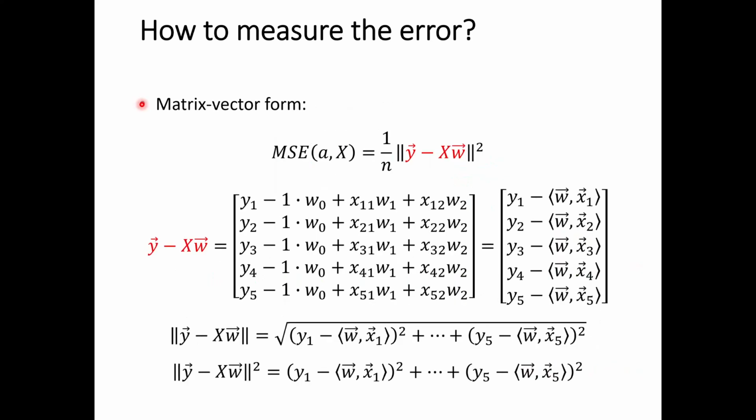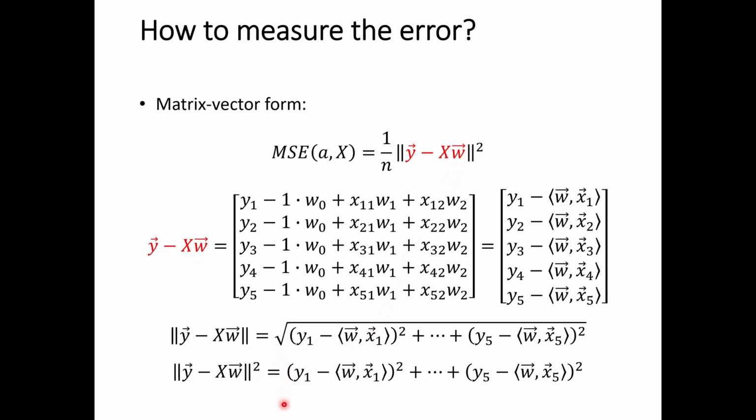Let's return to the MSE expression in matrix vector form. We understood that the product of X and W is the prediction vector. Now subtract the prediction vector from the target vector. Here we expanded this difference and obtained the resulting vector, which contains the differences between the target values and the predicted values. Next, we can find the norm of this vector by squaring its components and then taking the square root. However, notice that in the MSE expression, the norm is squared, which means the square root cancels out.